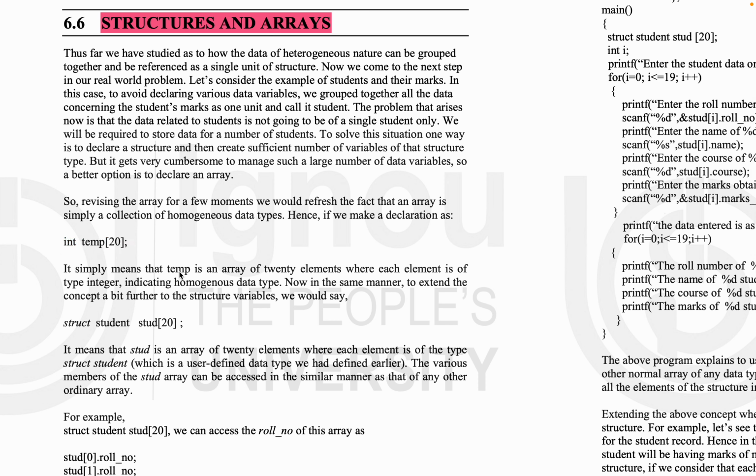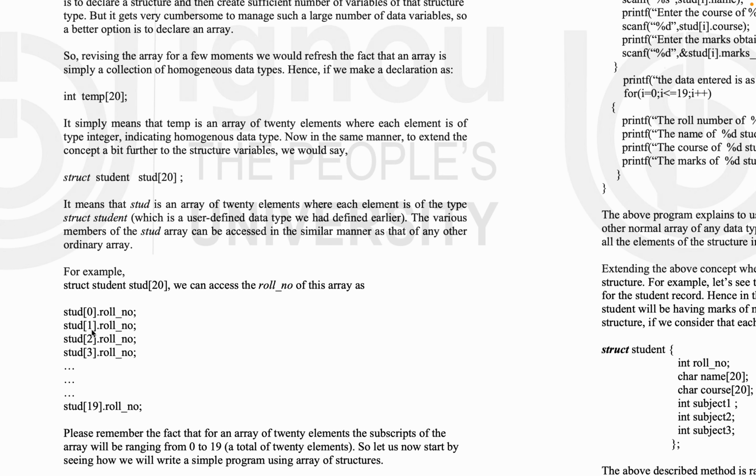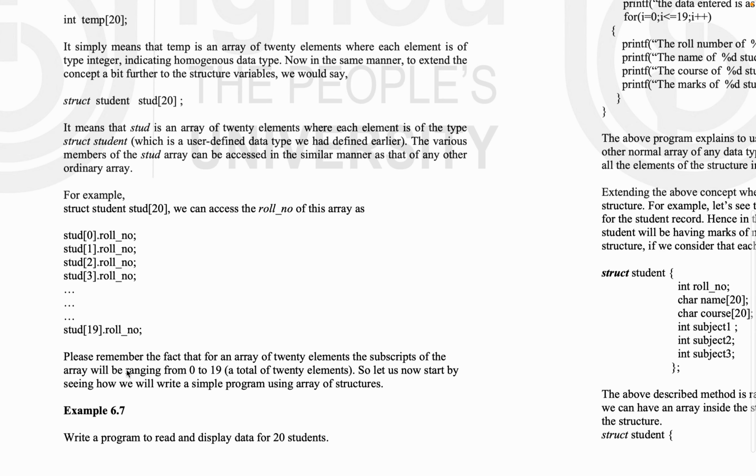In simple terms, temp is an array of 20 elements where each element is of type integer, a homogeneous type. Now, in the same way, struct student stud[20] means that stud is an array of 20 elements where each element is of type struct student, and we access stud[0].roll number, stud[1].roll number.